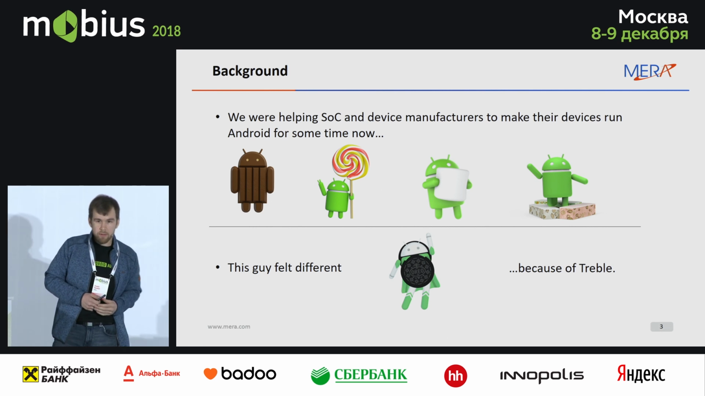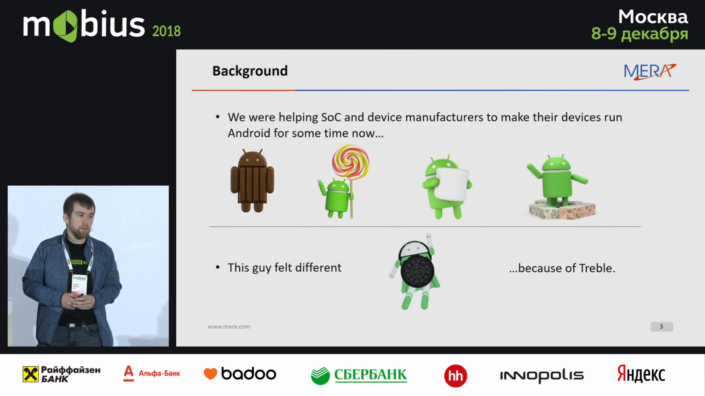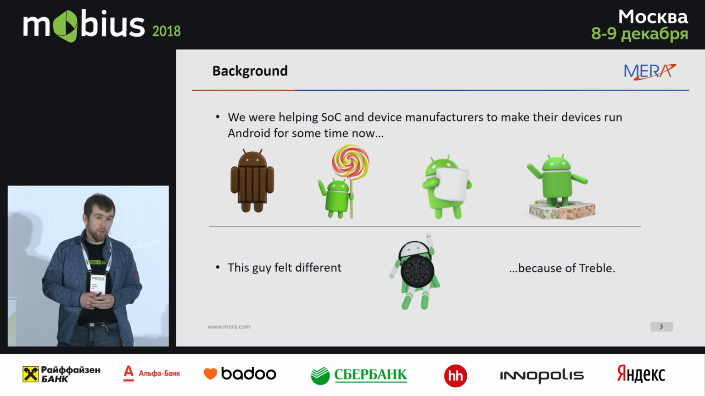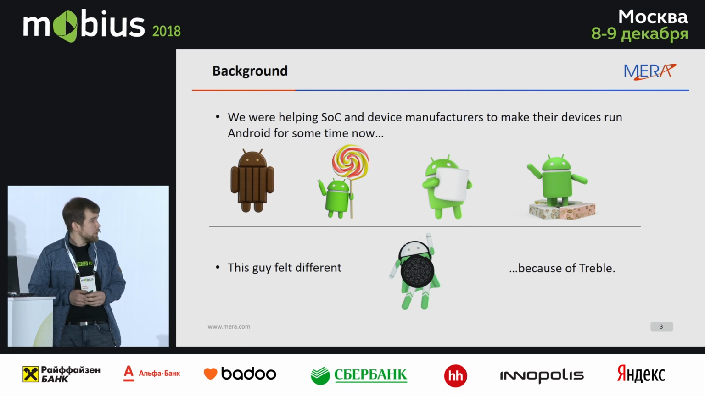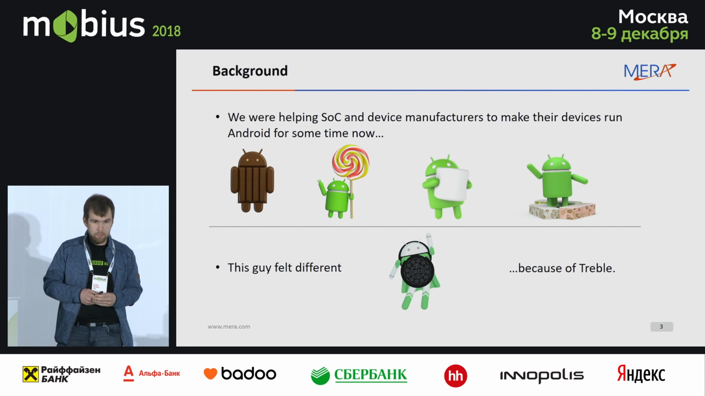And this one was different, because it was difficult. We spent 3 times more effort to upgrade to Android Oreo as opposed to how we upgraded to previous versions. And that was because of Treble. Project Treble turned out to be difficult to upgrade to.